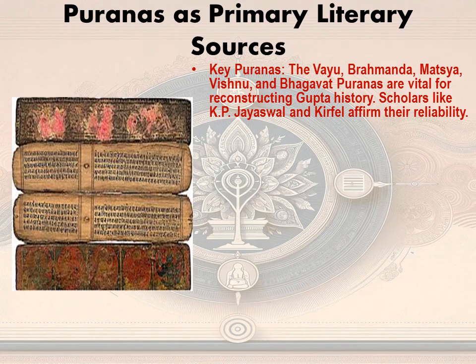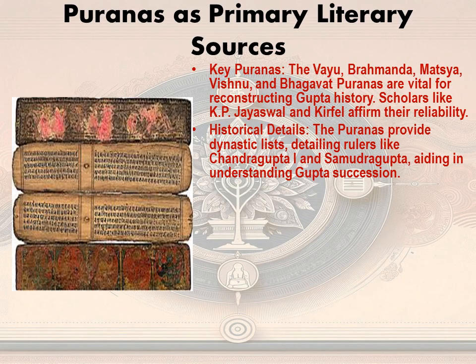So, scholars like K.P. Jaiswal and Kirfel have confirmed that these Puranas are very important for the reconstruction of Gupta history. Even though there are about 18 Puranas, among them mainly Vayu, Brahmanda, Matsya, Vishnu, and Bhagavad, which makes five, are important for reconstructing Gupta history.